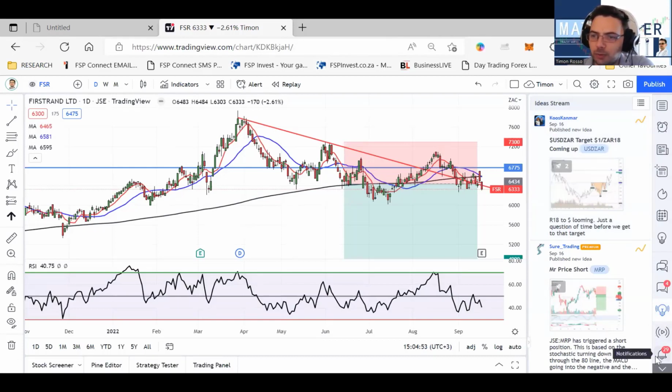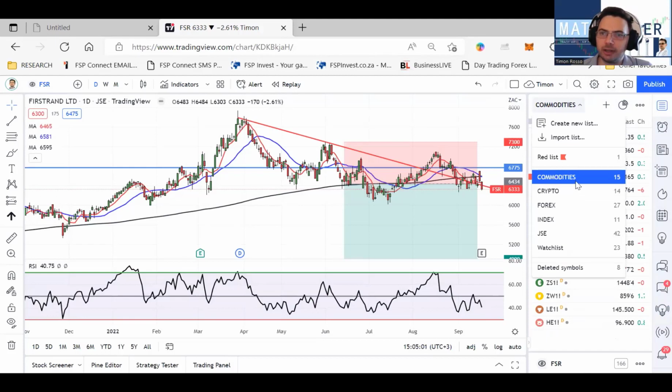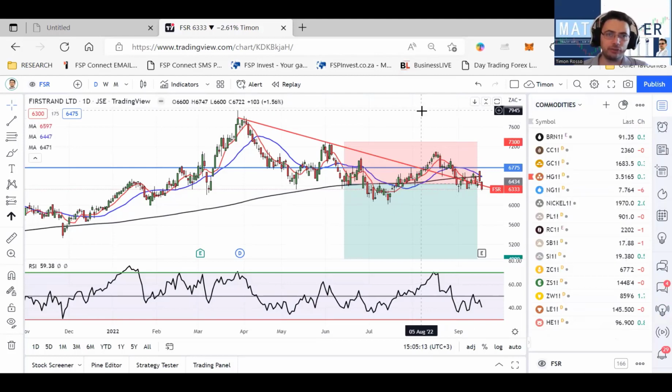Then there's streams. You can watch streams, notifications. So yeah, there's a little bit of a rundown. You can look at your pie chart of what your watch list is. At the moment, I don't have much of a watch list, but I've got commodities, crypto, Forex, index, JSC, and then soon I'm going to be doing a watch list on the UK stocks, NASDAQ, S&P 500.